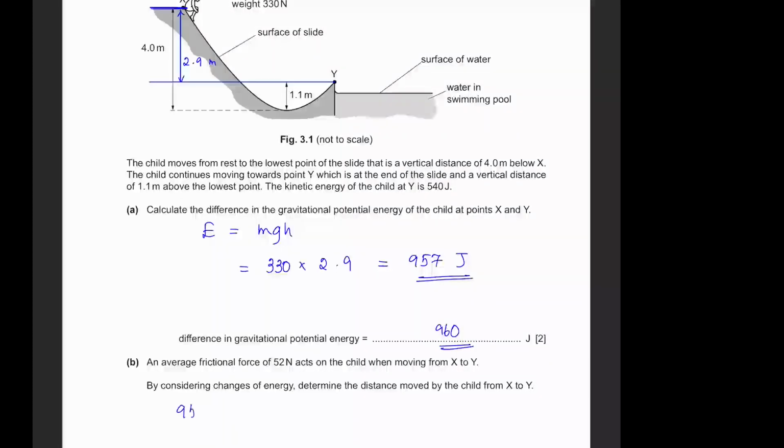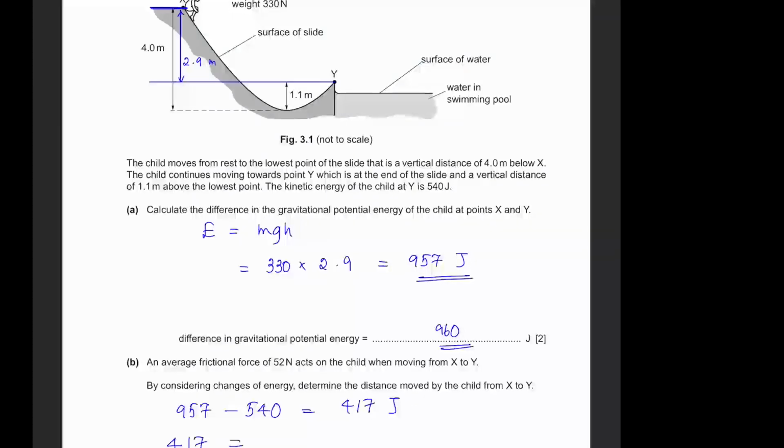960 or 957 minus 540. 957 minus 540. 417 joules is the energy that you have lost. Am I right? That energy is lost because of what? Work done against resistance. So work done against resistance is 417 joules.